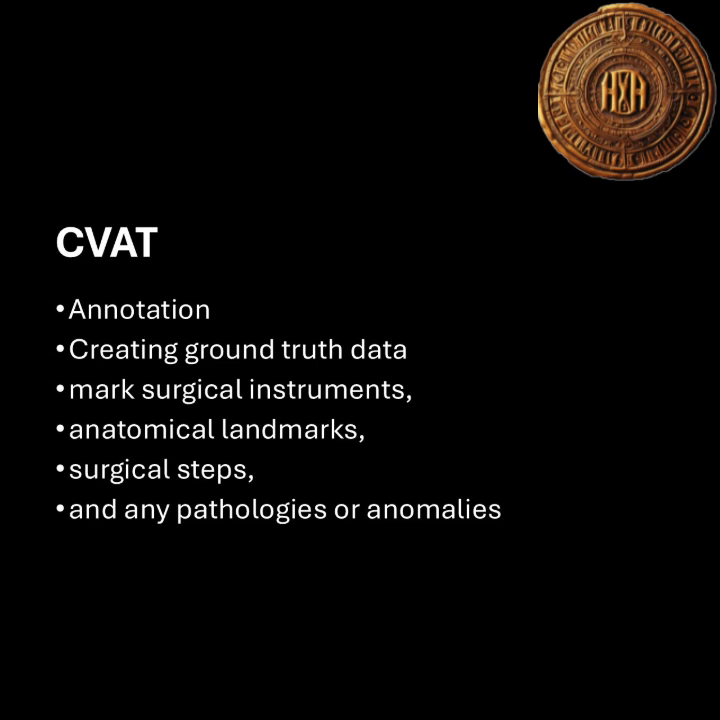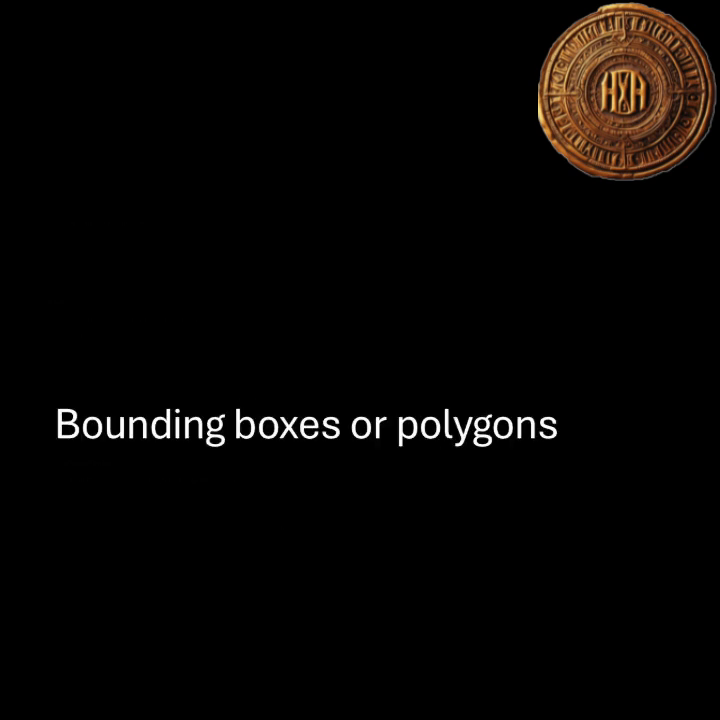Can you give specific examples of what annotators do with CVAT? Definitely. Annotators draw bounding boxes or polygons around surgical tools, mark anatomical structures, label different phases of surgeries, and annotate any abnormalities like polyps or tumors. CVAT's web-based nature allows for collaborative projects supporting various annotation types needed for surgical analysis.